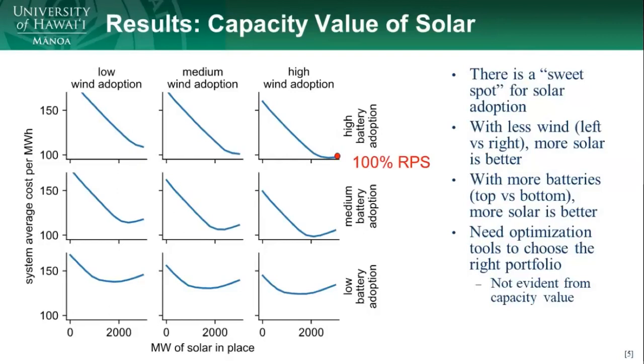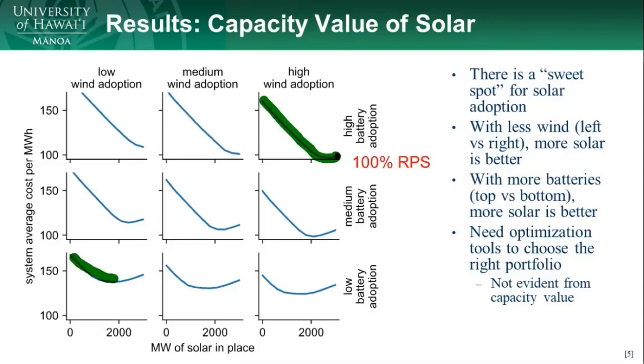So as you go on installing solar and continue to reduce your costs, looking at this top right corner, you're continuing to reduce costs as you add more and more solar. Eventually, you kind of bottom out and maybe tick up a bit as you move towards 100%. On the other hand, if you don't have wind and especially if you don't have batteries, the sweet spot is a lot less solar, still quite a lot of solar. And so again, it varies depending on what you have.